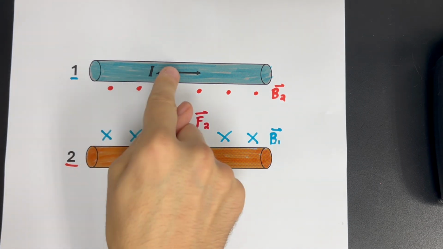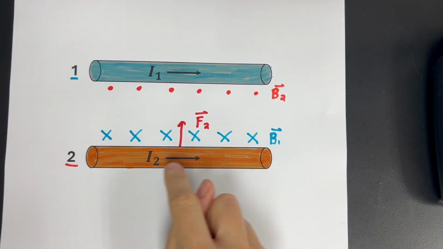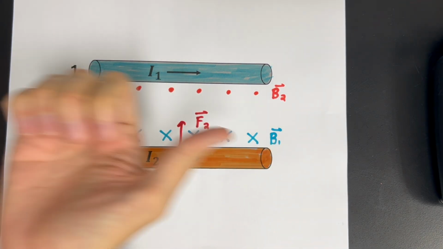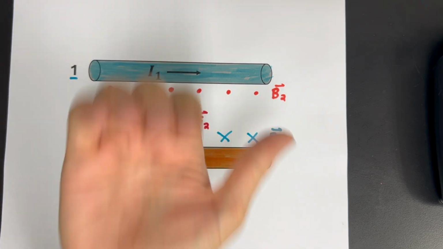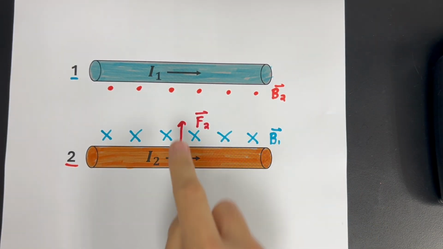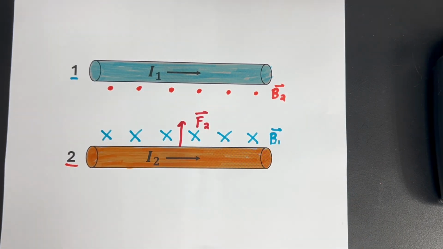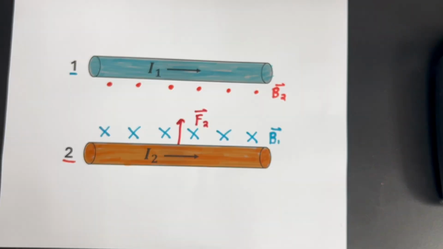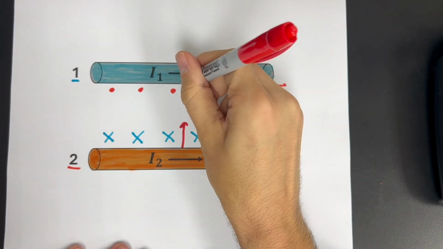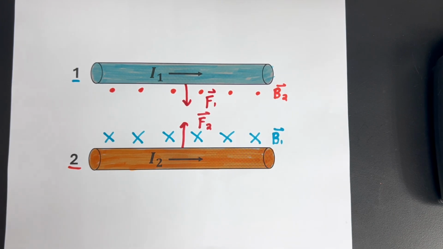Likewise, wire 1 will experience a magnetic force due to the field created by wire 2. By the right-hand rule for a field produced by a current, if I point my thumb in the direction of wire 2's current, my fingers curl out of the page above wire 2. So wire 1 is in a field that's out of the page due to the second wire. If I use the right-hand rule, fingers out of the page, thumb to the right, my palm points down.